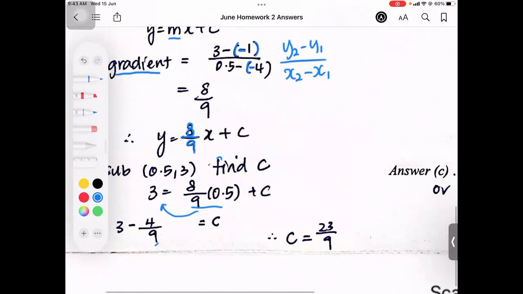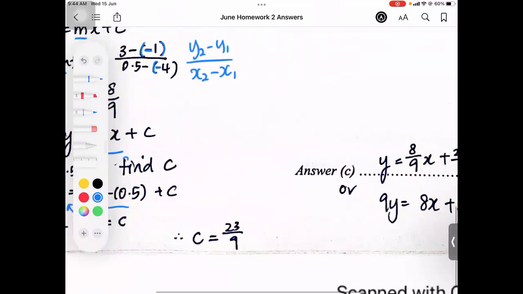c equals to 23/9. You notice that I did not write it in a mixed fraction form. I did not write in a mixed number. I did not put as a decimal number also. I put it as an improper fraction. Number 1 is more exact. And secondly, when there is algebra, do not use mixed number. When there's algebra, always use improper fraction.